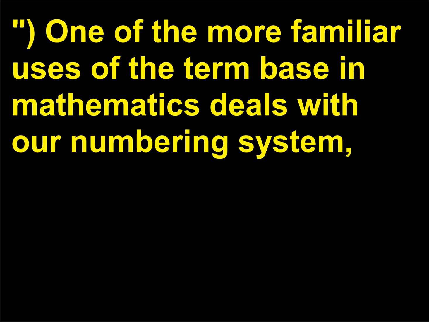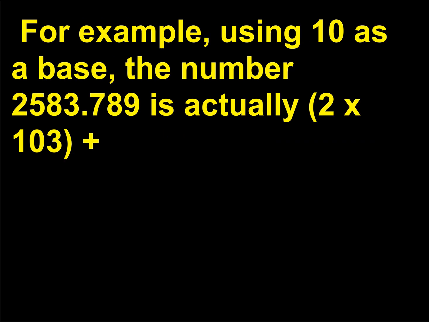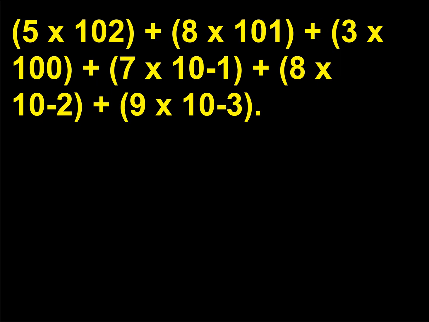One of the more familiar uses of the term base in mathematics deals with our numbering system, in which a base is a natural number whose powers are added to produce a specific number. For example, using 10 as a base, the number 2583.789 is actually 2x10^3 plus 5x10^2 plus 8x10^1 plus 3x10^0 plus 7x10^-1 plus 8x10^-2 plus 9x10^-3.